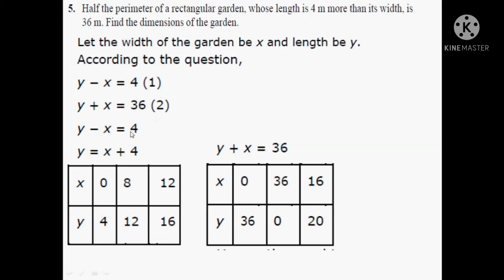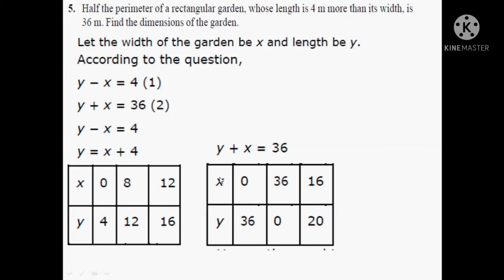So from the first equation, we can find the value of y. y is equal to x plus 4. Now let us make this graph. We will put x is equal to 0, therefore y will be 4. If x is equal to 8, y will be 12. If x is equal to 12, y will be 16.